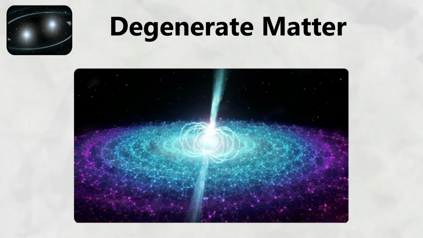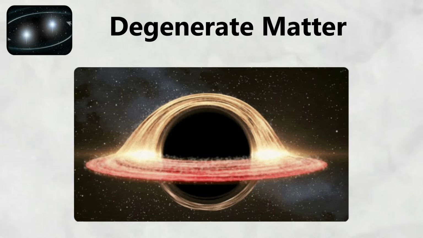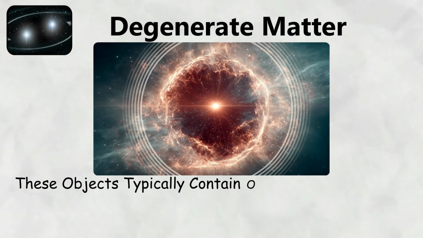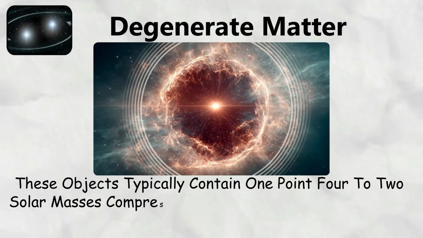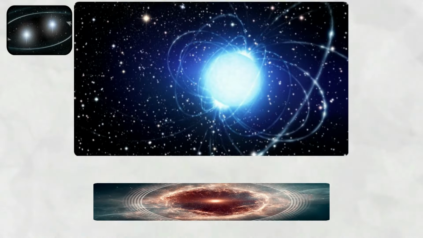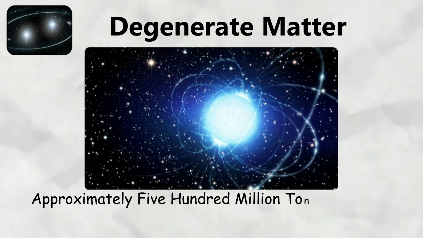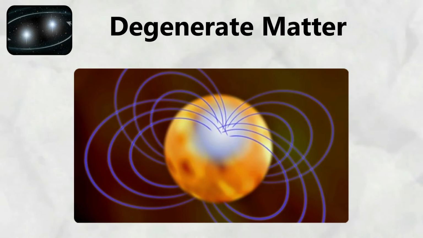Neutron stars represent the most extreme form of degenerate matter that can be directly observed. These objects typically contain 1.4 to 2 solar masses, compressed into a sphere only 20 to 25 kilometers in diameter. The density of neutron star matter reaches approximately 500 million tons per cubic centimeter, meaning a sugar cube-sized piece would weigh as much as Mount Everest.